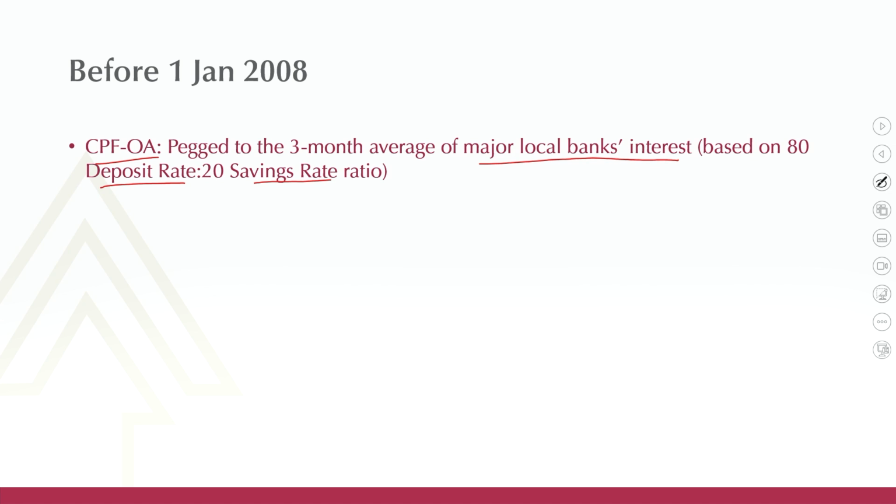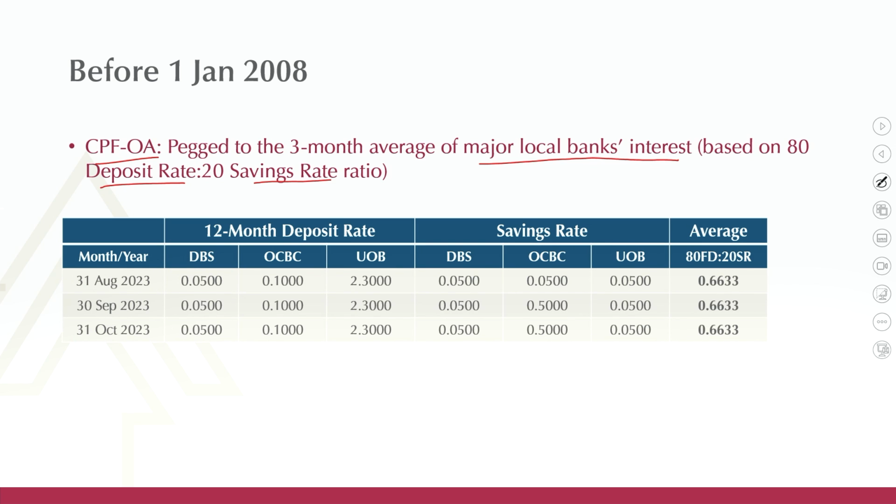Alright, so to make the numbers more realistic, I have gotten this table from the CPF website, and the numbers you are seeing here are the latest for the period from August 2023 to October 2023. I want to use this as an example so it's more relatable. So how is this CPF OA interest rate calculated?